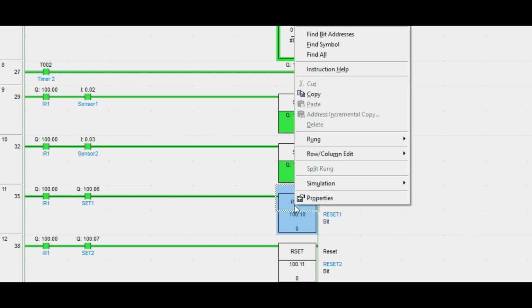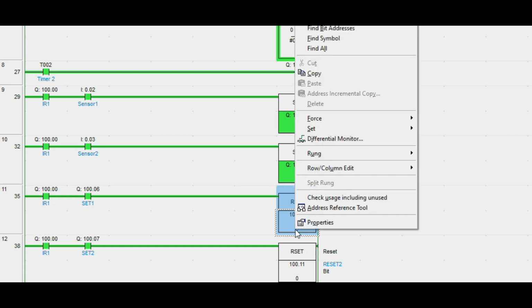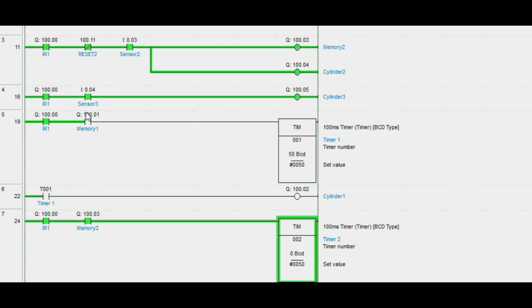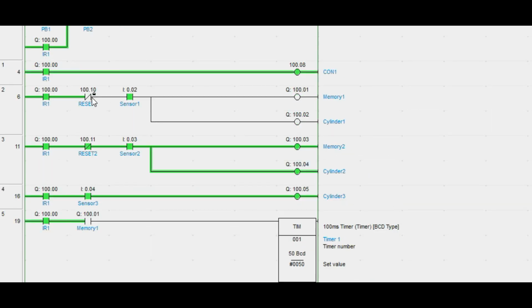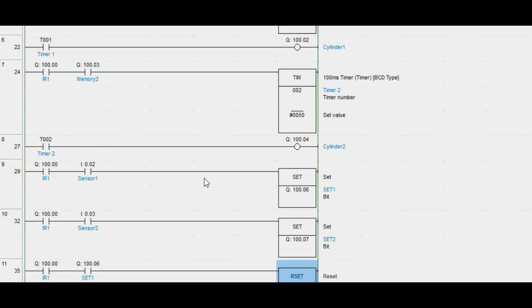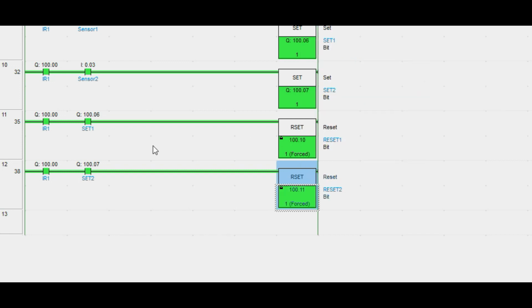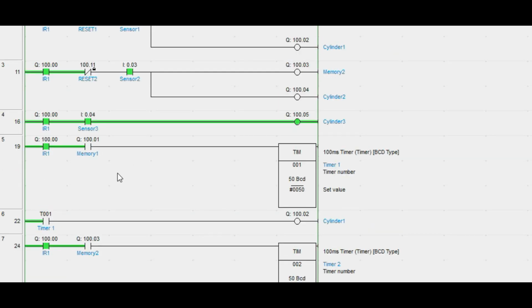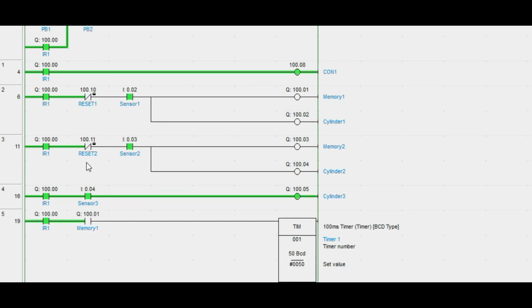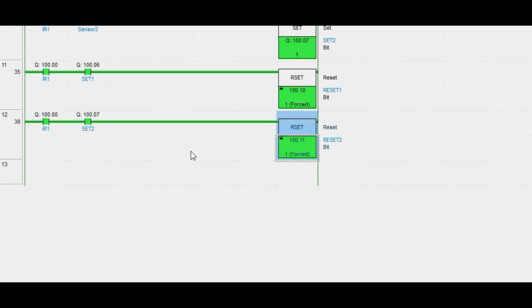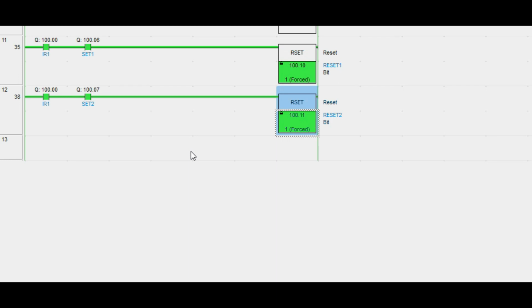Here, for example, if I activate the reset, there is no signal here, it will be cut off. Same goes with reset 2. At rung 3 it will be cut off. The operation will continue to operate until the reset or emergency stop push button is hit.